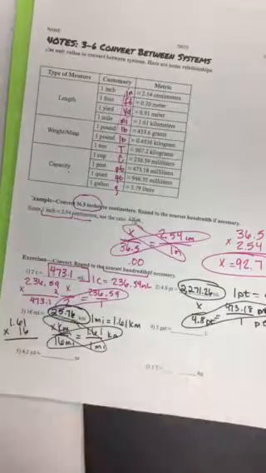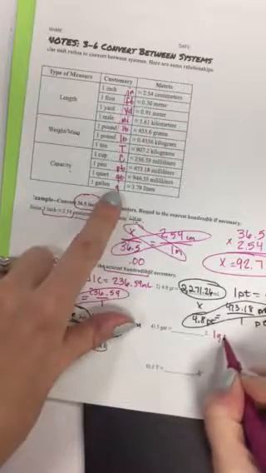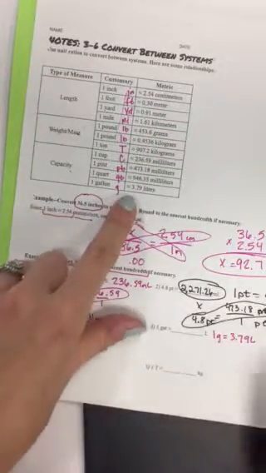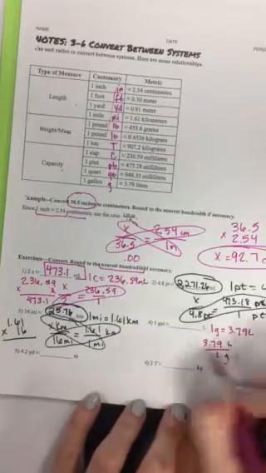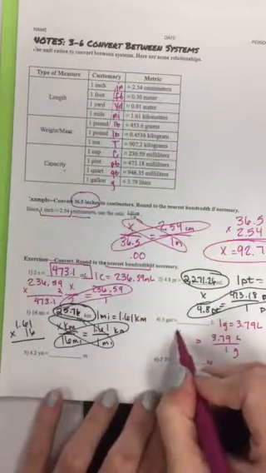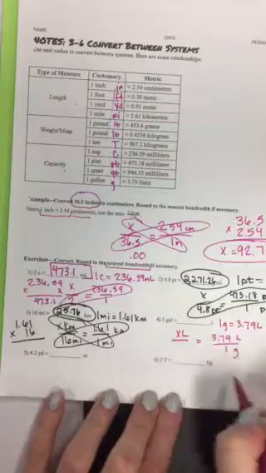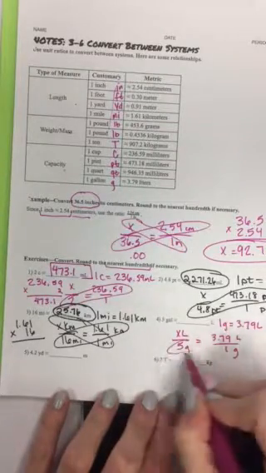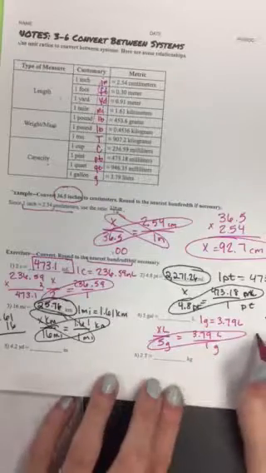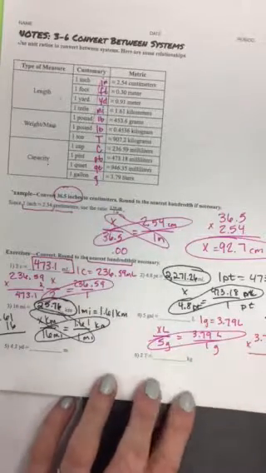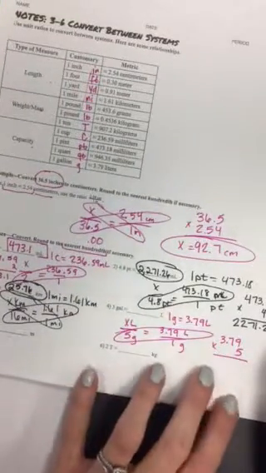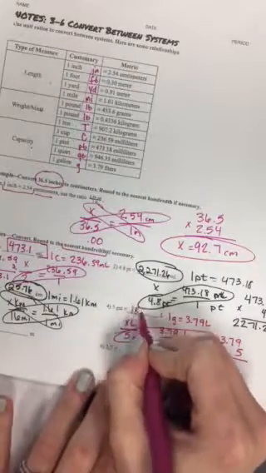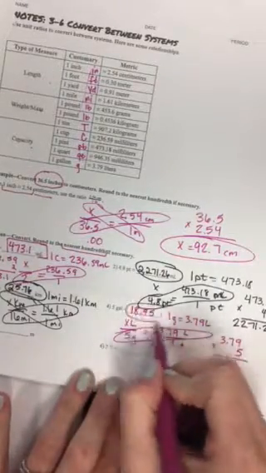On number 4, 5 gallons is roughly equal to how many liters? So let's see, 1 gallon is equal to 3.79 liters. So again, I want to put 3.79 liters on top of 1 gallon because that's going to equal how many liters over 5 gallons. Cross multiply. That should give you 18.95 liters.